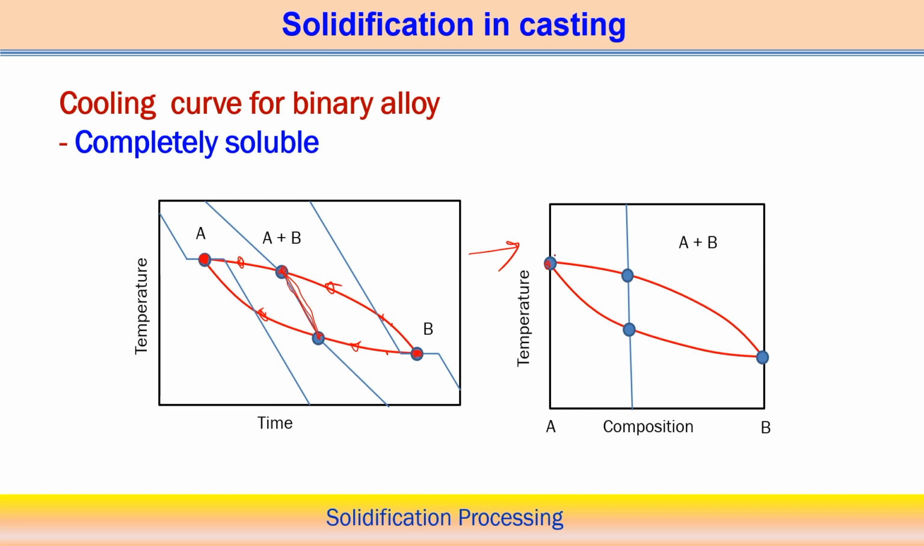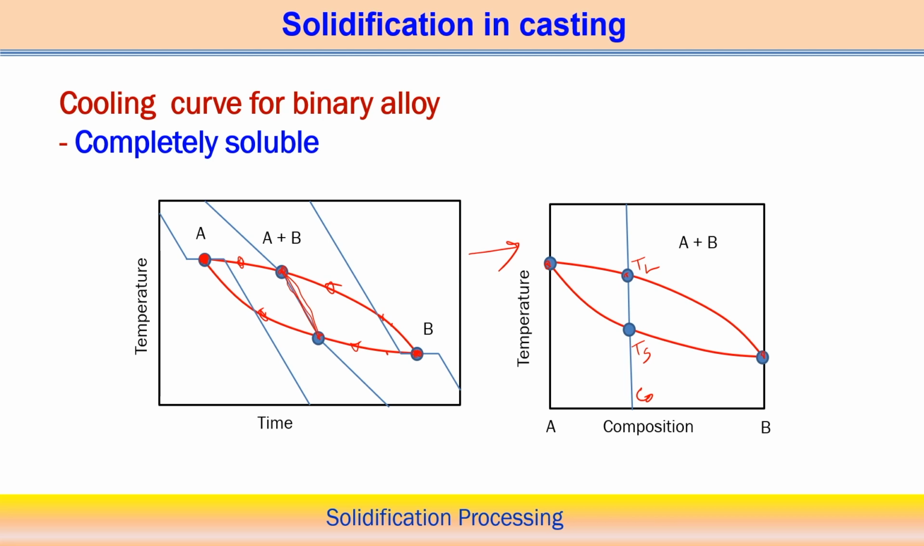So here is the temperature for pure metal A and the temperature for pure element B, and in between, for any particular composition, this is the liquidus temperature and this is the solidus temperature for a particular composition, say this is C0, and C0 composition means C0 is the composition of B and the remaining is A.